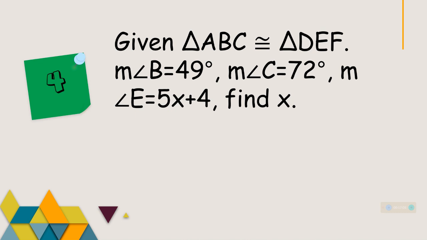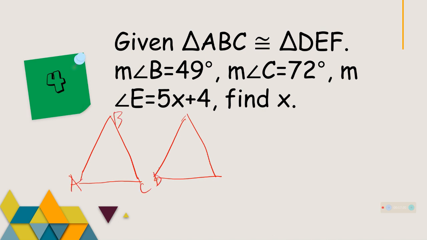Okay, next, number 4. As you have noticed on the first 4 examples, we are referring to the corresponding sides. In this given, we are going to refer to the corresponding angles now. So we have the two triangles again. On the first one, we have triangle ABC, and on the second one, triangle DEF.